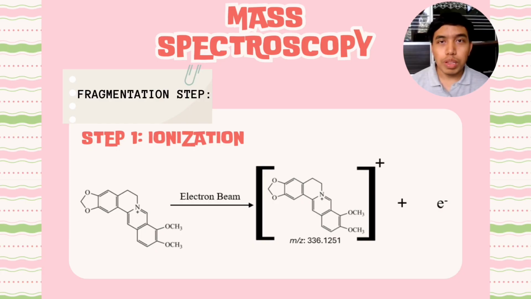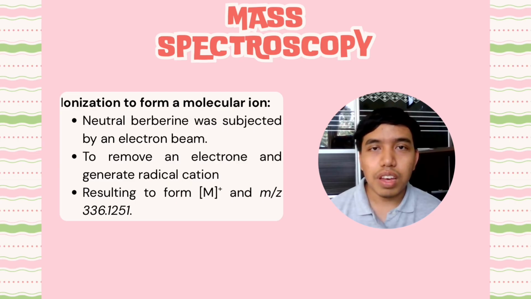So how does the fragmentation happen? This diagram shows the first step: how we produce the molecular ion of berberine, which is ionization. In this ionization step, we can see a neutral berberine molecule is hit by an electron beam. This high energy impact knocks out an electron, ionizing the molecule and creating the radical cation. As we can see here, the product of berberine has a mass to charge ratio of 336.1251.